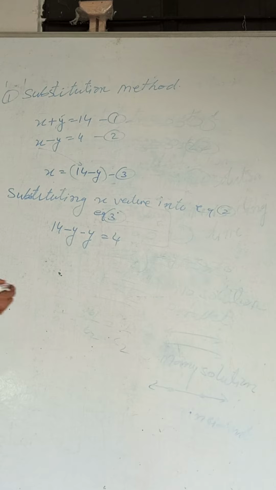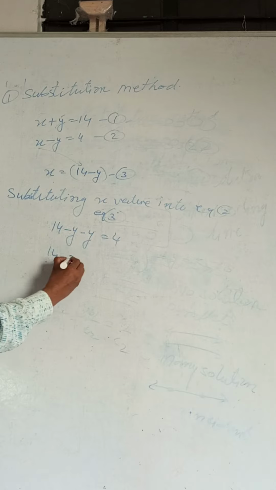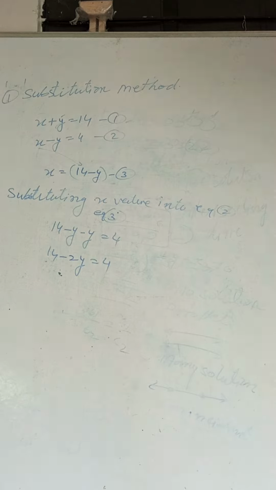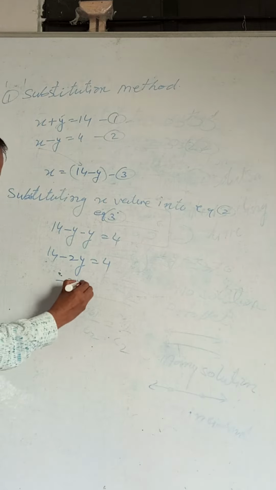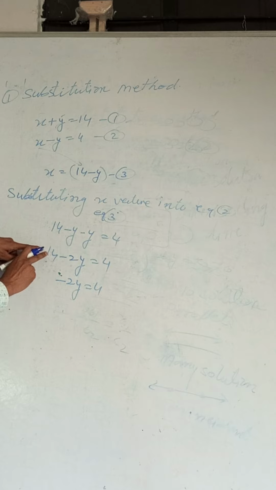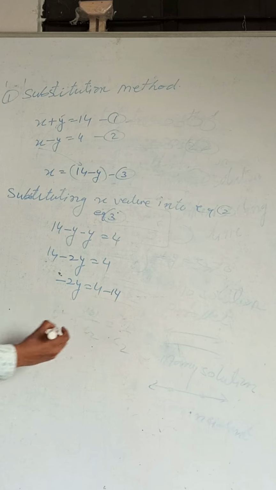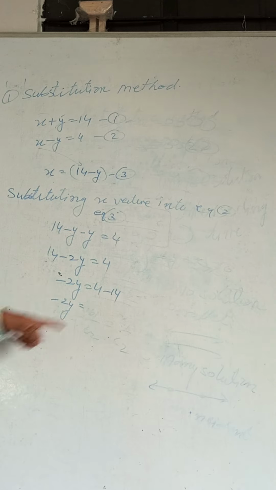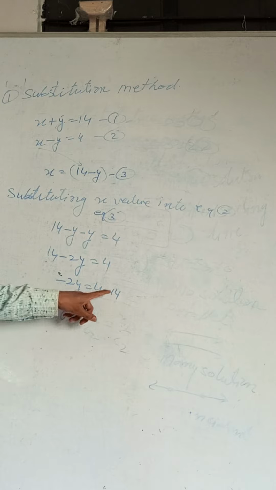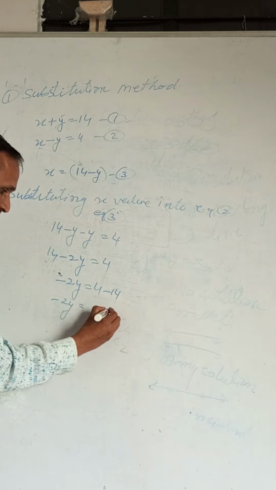After substituting, what will come? 14, minus y minus y. Same variable, same sign, so they are added: minus 2y is equal to 4. Rewriting, minus 2y is equal to 4. The number goes to one side and the variable to the other side. So 14 moves across and becomes minus 14: minus 2y is equal to 4 minus 14, which is minus 10.